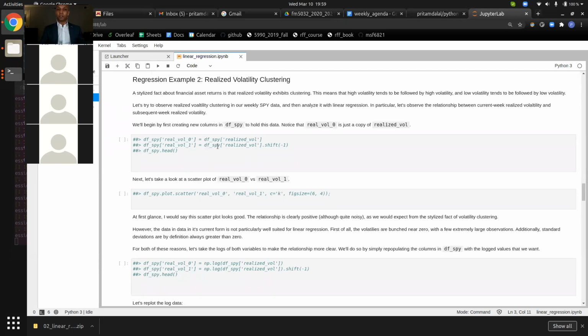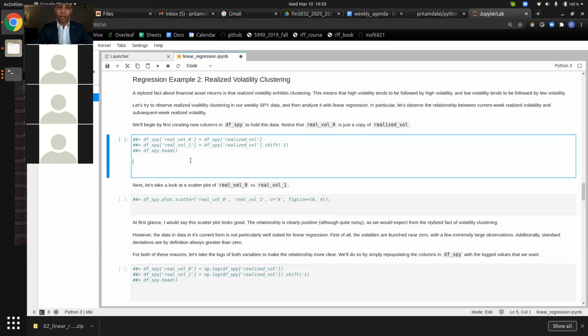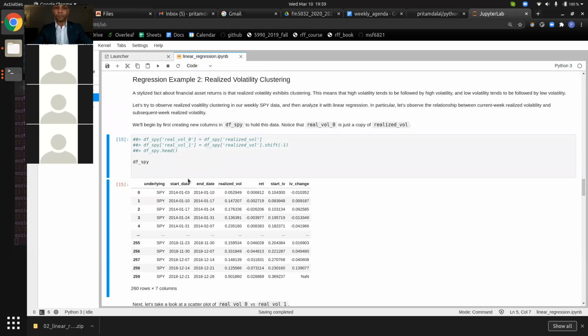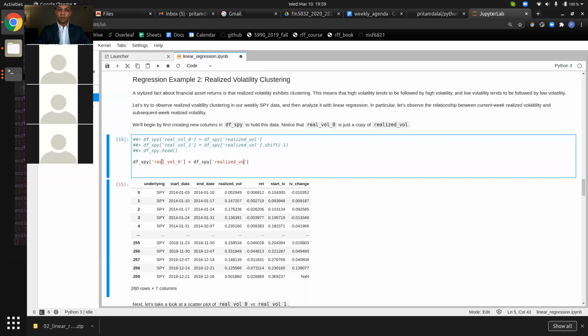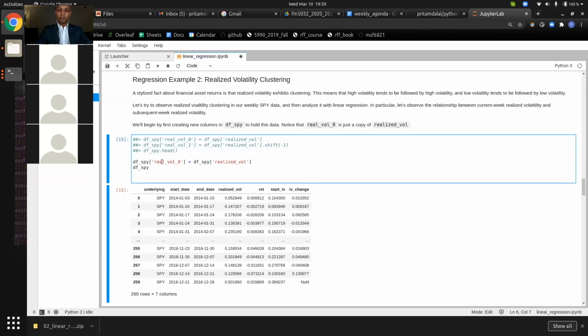So the first thing we want to do is observe the relationship between the current week realized volatility and the subsequent week realized volatility. So we're going to create a couple new columns in DFSpy. Let's just take a look again at what DFSpy looks like. So, right. Let's create a column called real vol 0. Realized vol. And DFSpy. Shift -1.